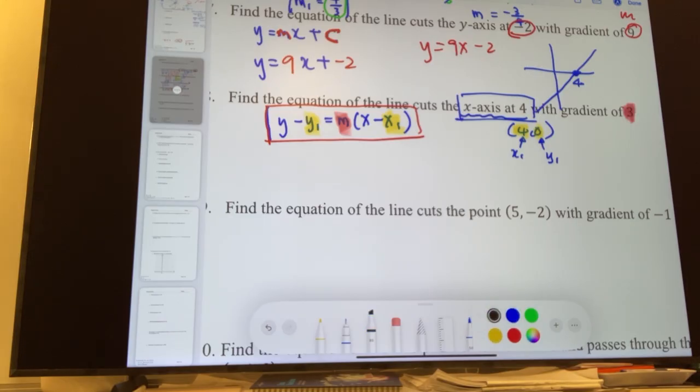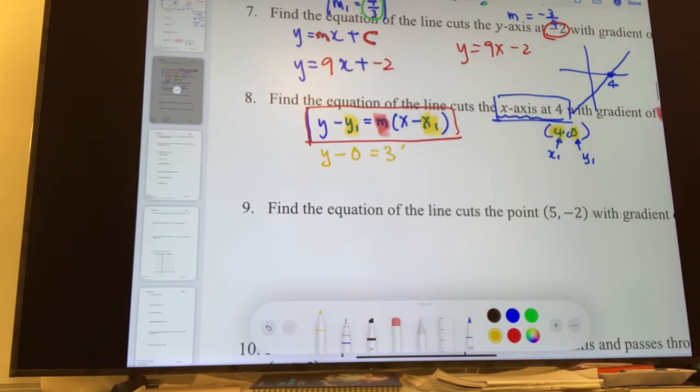Now you can write your equation. Y minus y1 is going to be your 0, equal to the gradient, and then x minus x1, which is 4. Then your job is just to expand and simplify. So you have y equal to 3x minus 12.